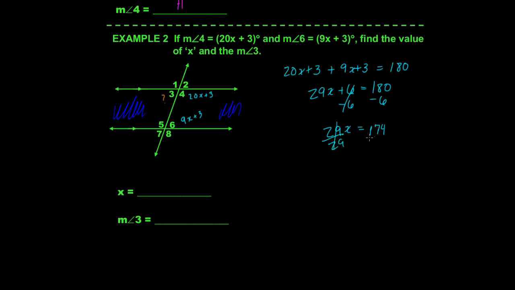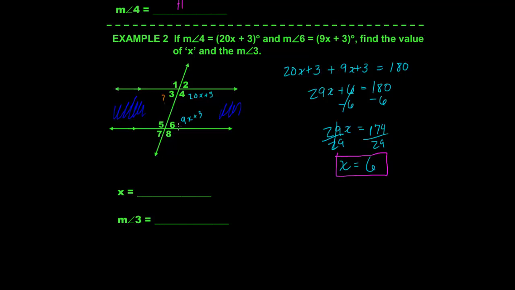Divide by 29. That's going to remove the 29. You'll be left with x equals, and doing some quick math here, 6. X equals 6. So we have found what our x equals. At this point, let's come over here. We've got our angle 3. We can look at this two different ways. We can look at 3 and 4, because we'll know what 4 is going to equal, or we can look at 3 and 6. For this example, let's look at 3 and 6.